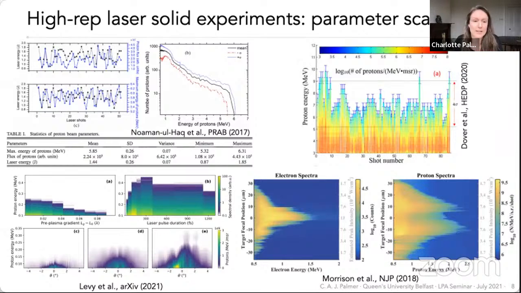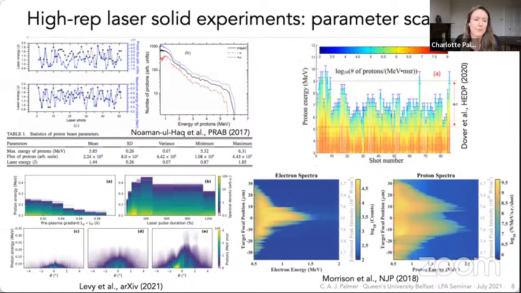In the lower plot, these are kilohertz lower energy systems that have been used to scan the variation in parameters, so using a fine scan through parameter space. On the right, these are electron and proton spectra from hundreds of nanometer thick water sheets. And these show the variation in electrons reaching higher energy as we go through focus, which is the vertical axis, and a dip in the proton spectrum at best focus.